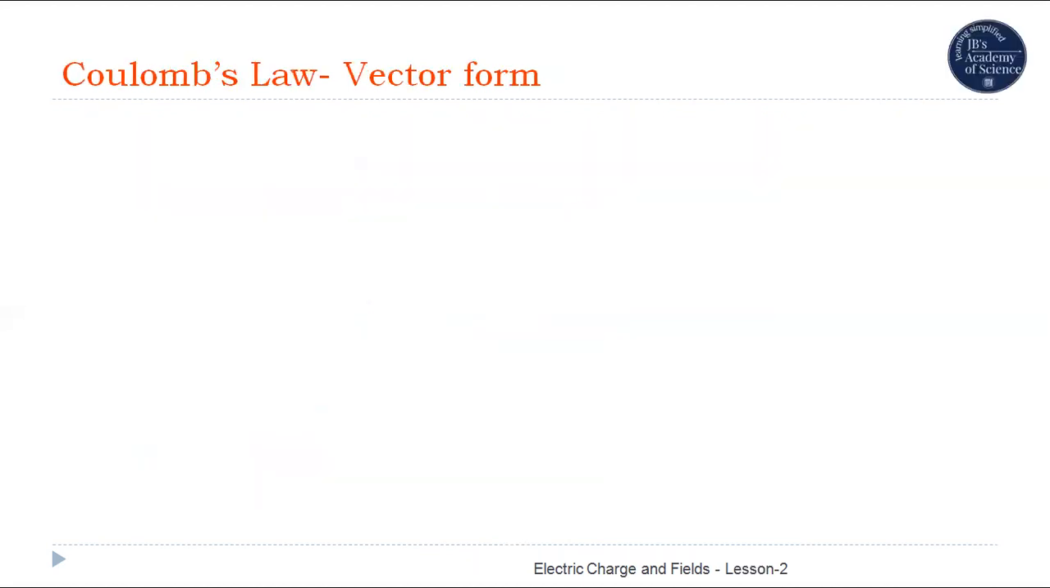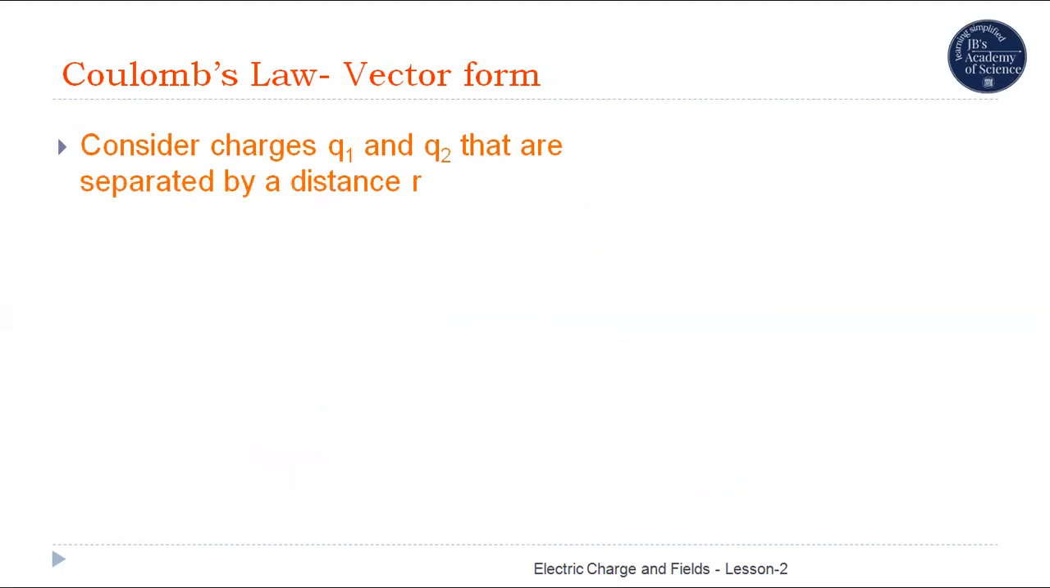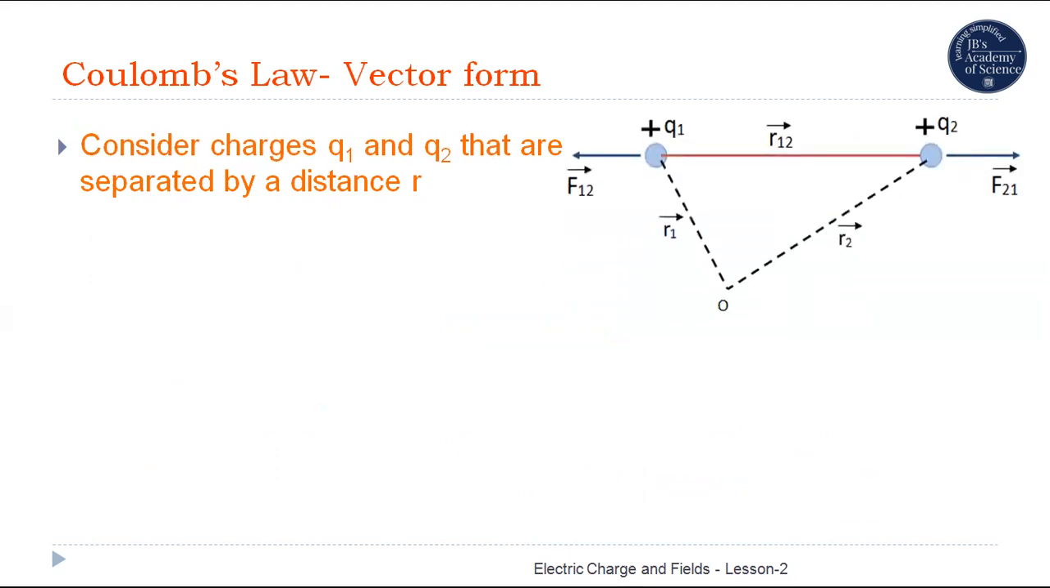Coulomb's law in vector form. Consider charges Q1 and Q2 that are separated by a distance r. Now, consider an arbitrary origin O. R1 vector is the position vector of Q1, R2 vector is the position vector of Q2.